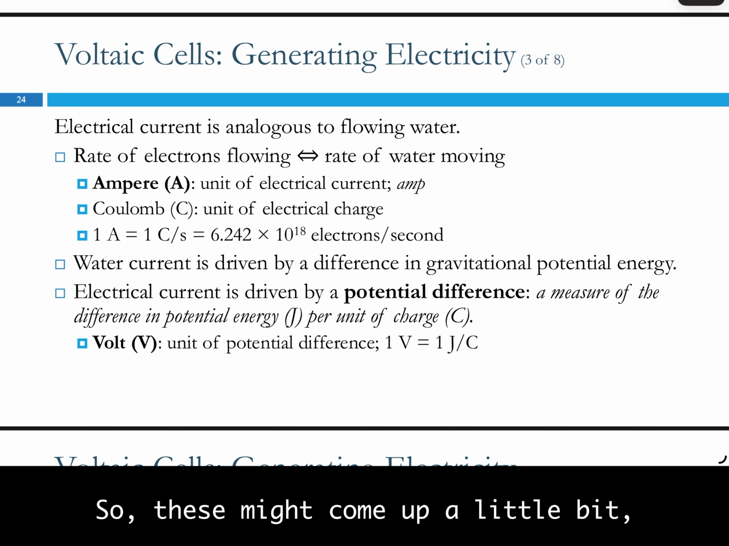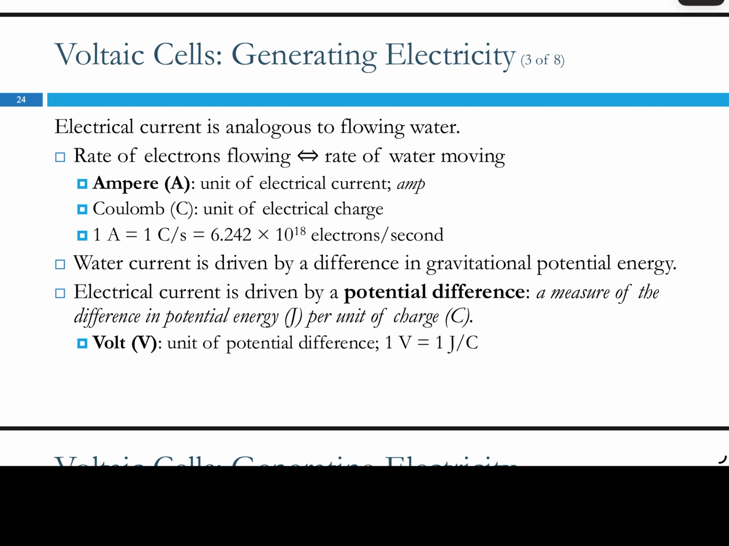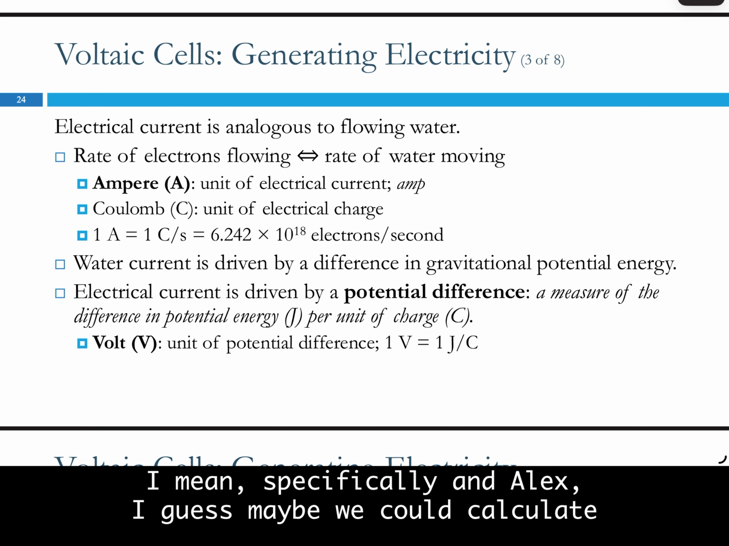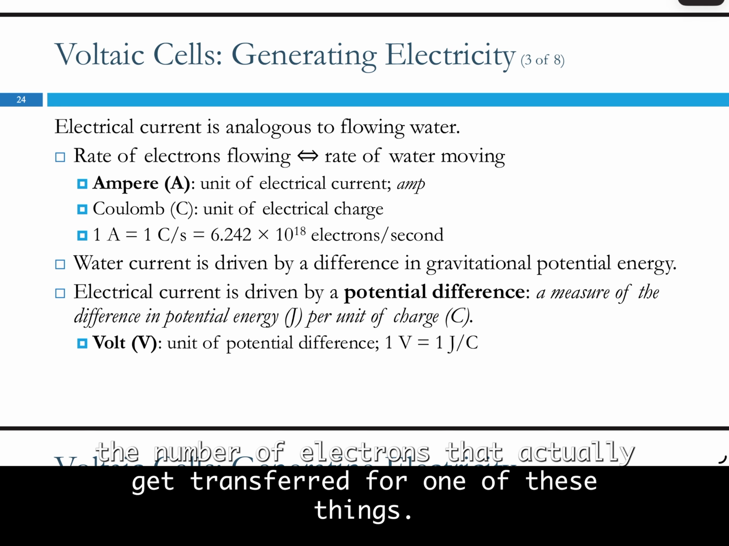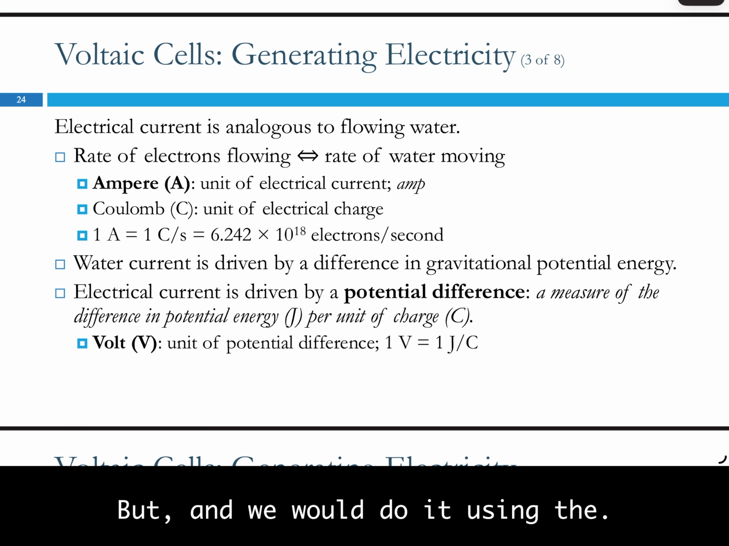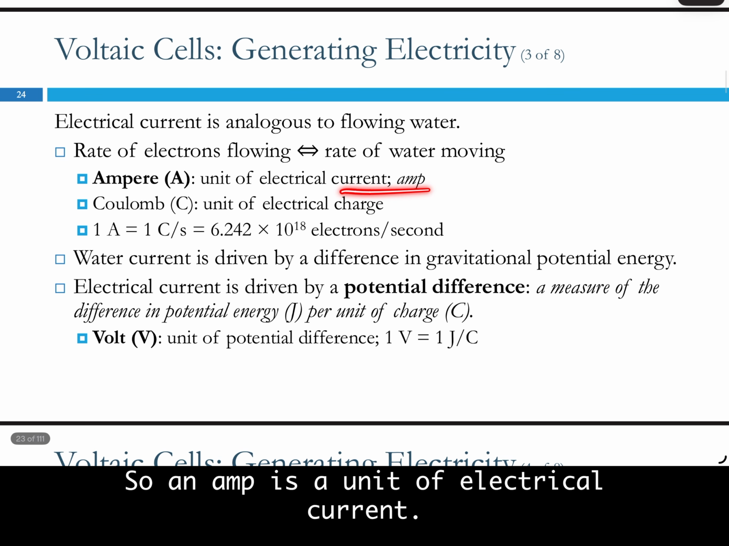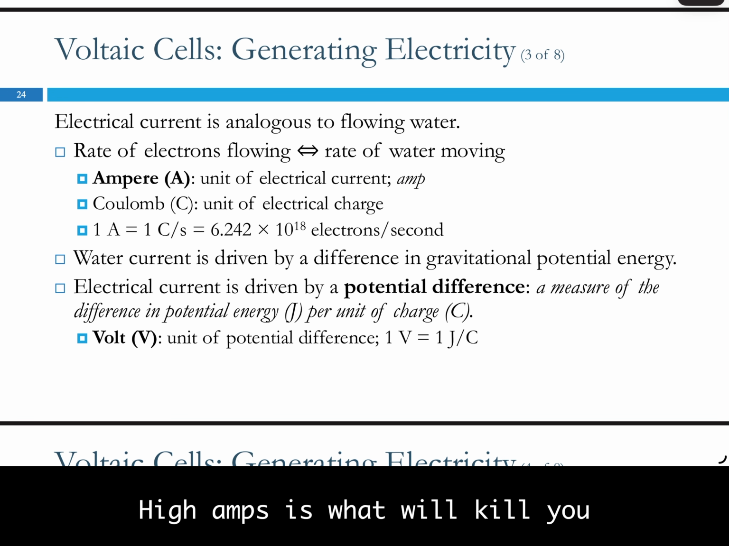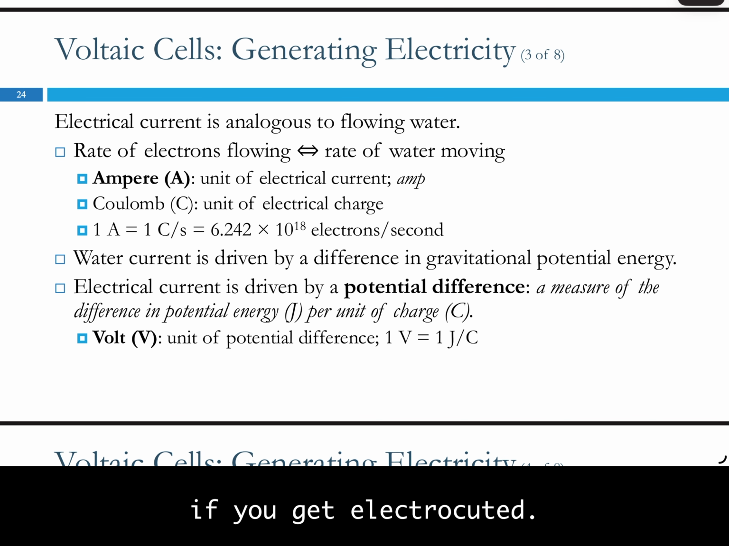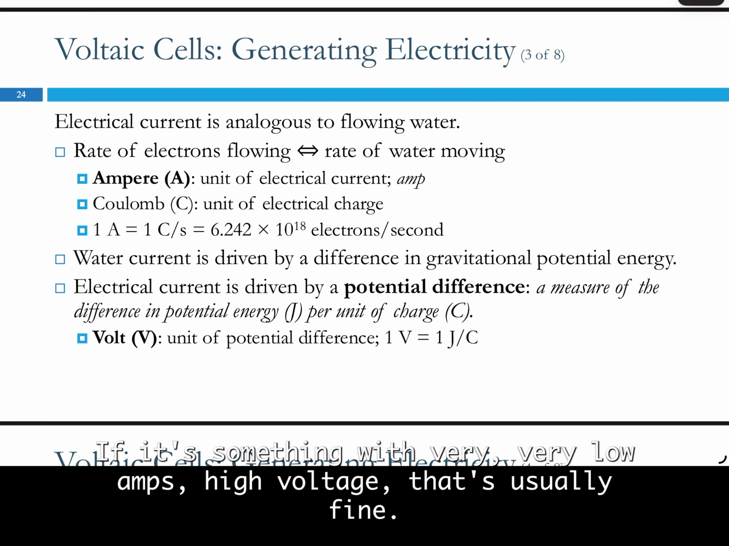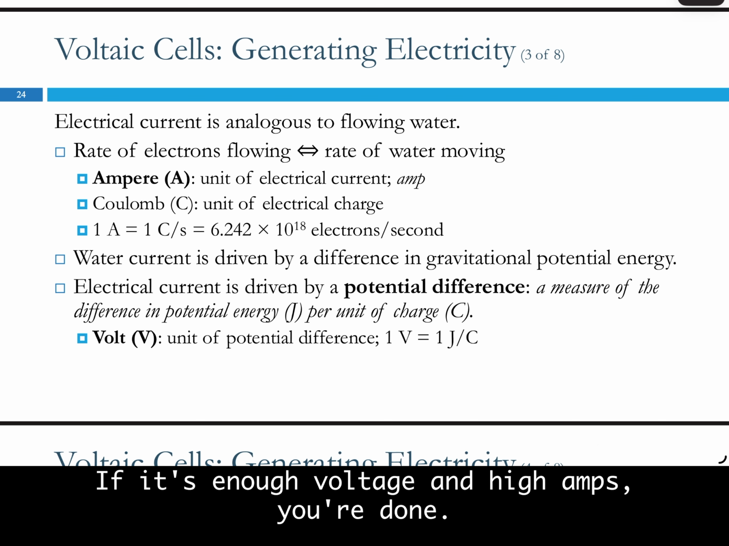So these might come up a little bit. Maybe we could calculate at some point the number of electrons that actually get transferred for one of these things, and we would do it using these. So an amp is a unit of electrical current. High amps is what will kill you if you get electrocuted. If it's something with very, very low amps, high voltage, that's usually fine. If it's enough voltage and high amps, you're done.